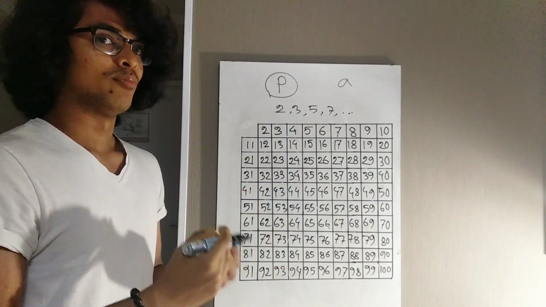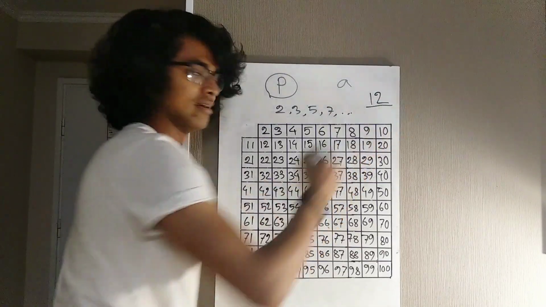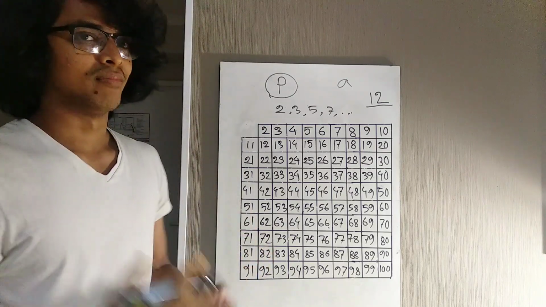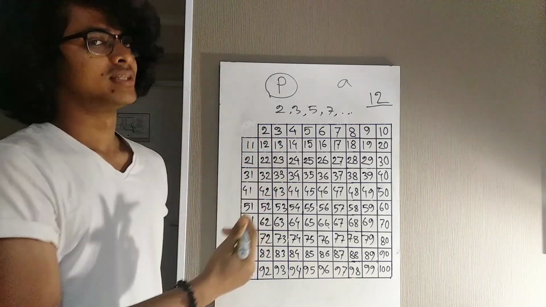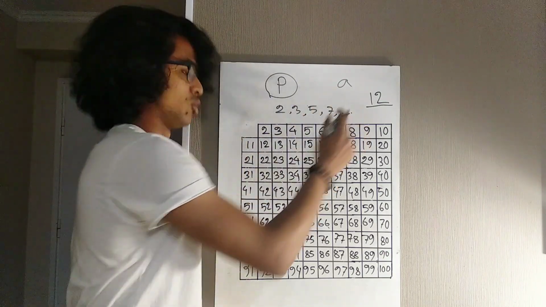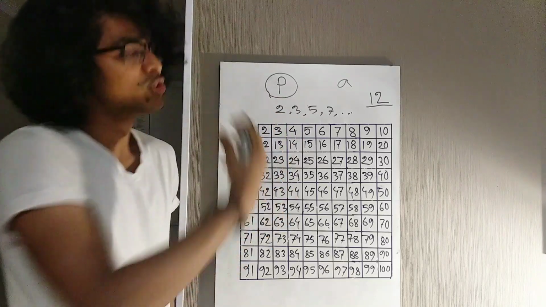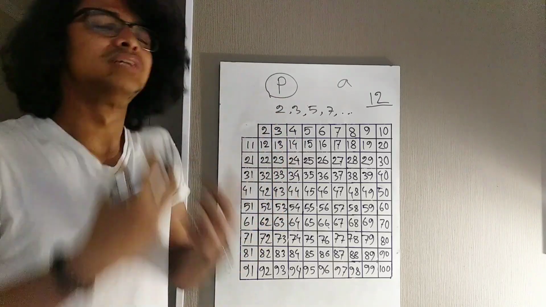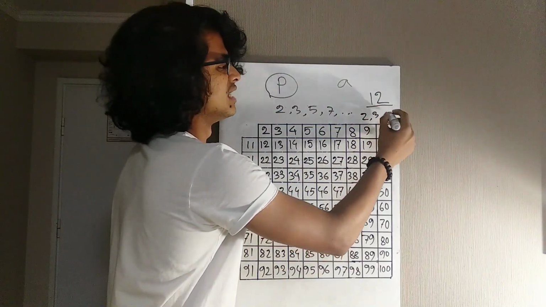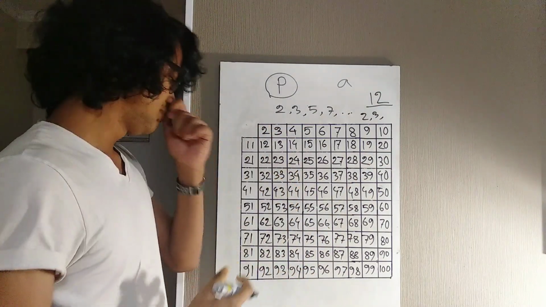And what is an example of something that is not prime? 12, for example. This is not a prime number. The numbers that are not prime are called composite numbers. So 12 is actually a composite number, because 12 is divisible by not only 1 and itself. Obviously 12 is divisible by 1 and 12, but it is also divisible by 2, by 3, by 4, and by 6. So that's why 12 is not a prime, it's a composite number, right?